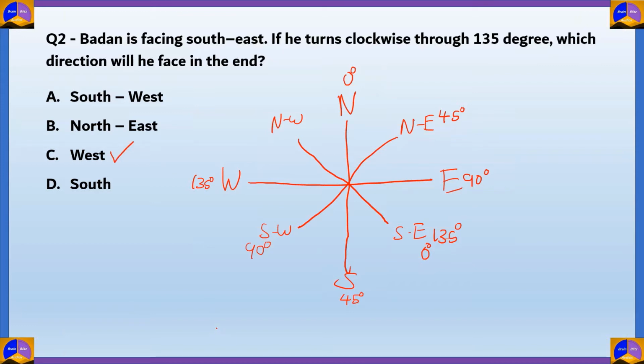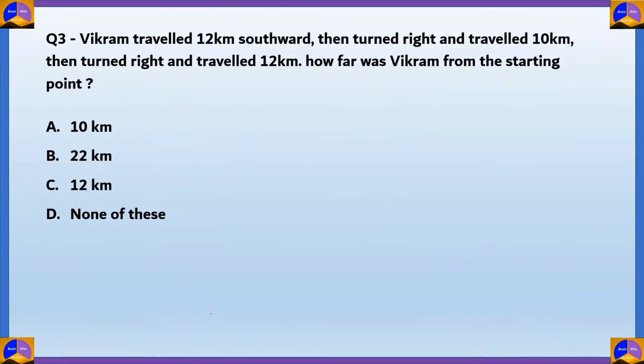Let's go to the next question. Question 3. Vikram traveled 12 kilometers southward, then turned right and traveled 10 kilometers. Then turned right and traveled 12 kilometers. How far was Vikram from the starting point? Option A, 10 kilometers. Option B, 22 kilometers. Option C, 12 kilometers. And option D, none of these.